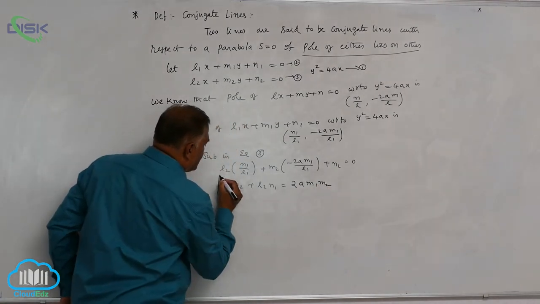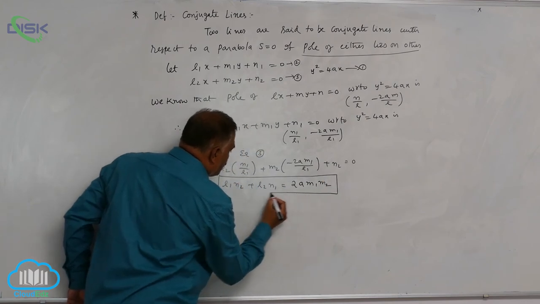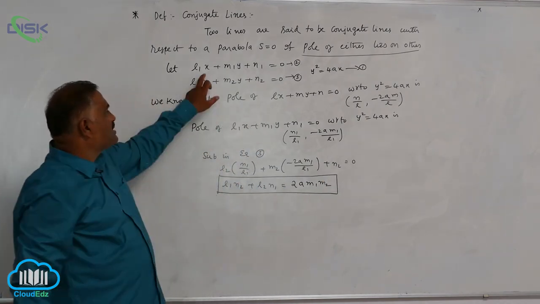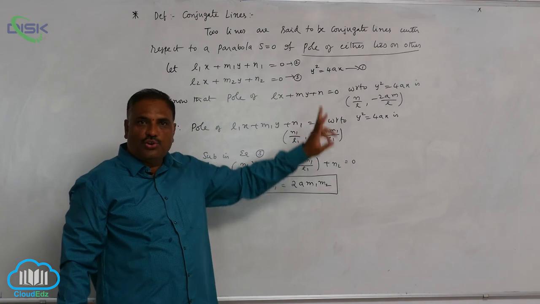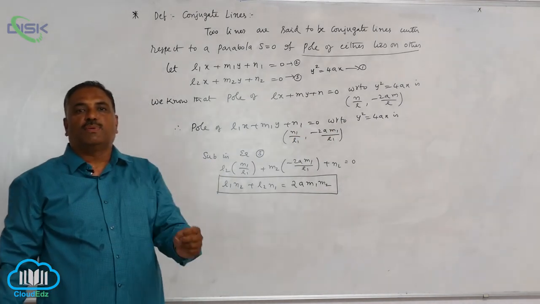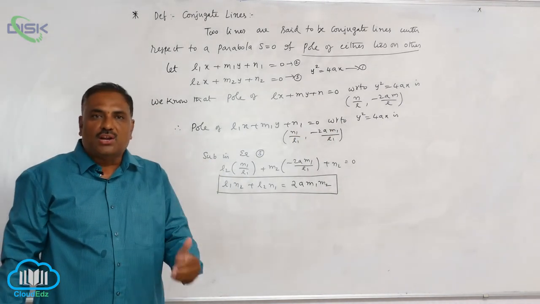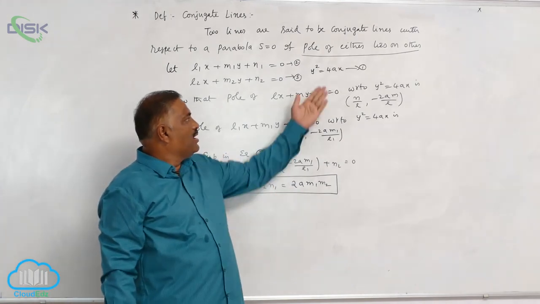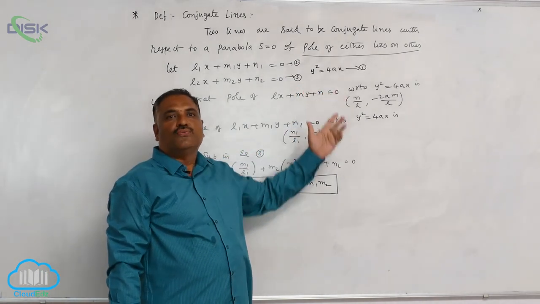So this is the condition for the two straight lines L1x plus M1y plus N1 equal to 0, L2x plus M2y plus N2 equal to 0 to be conjugate with respect to the parabola y square equal to 4ax.